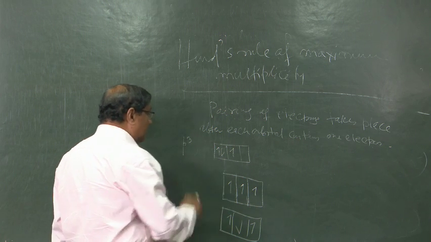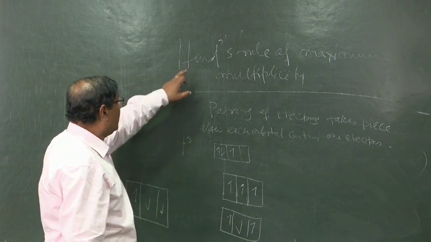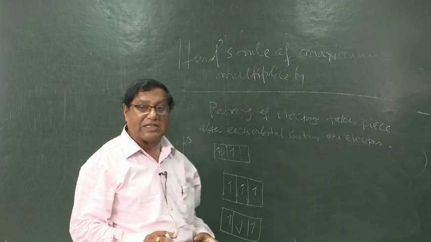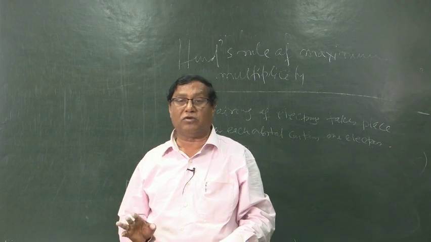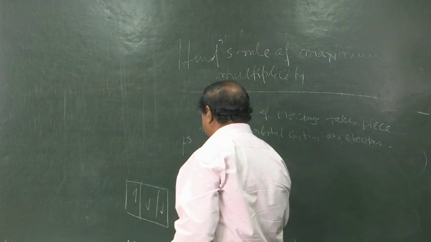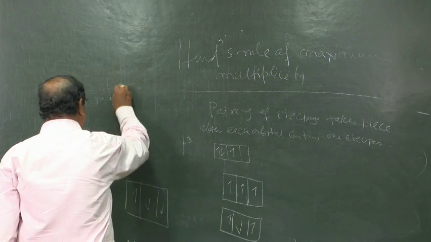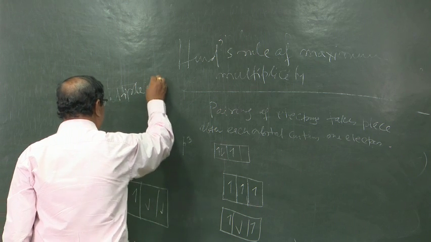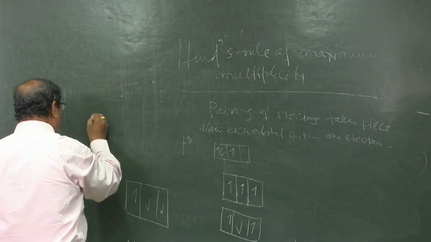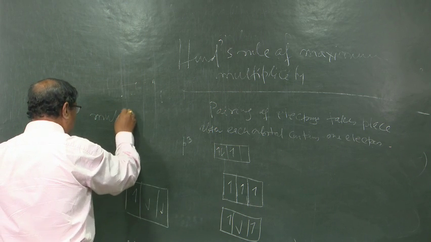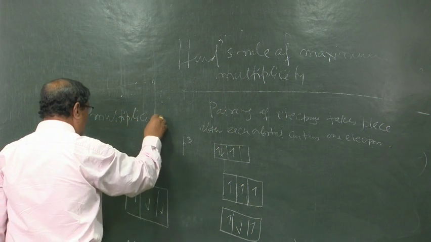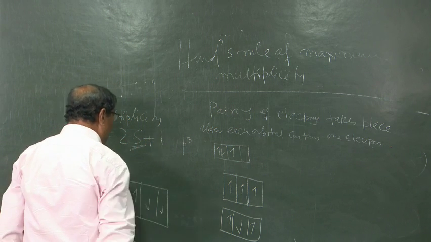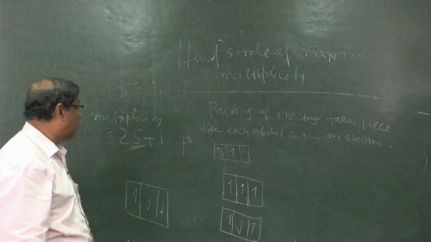But how to verify? It is called Hund's rule of maximum multiplicity. If the system has maximum multiplicity, it becomes a more stable state. So what is the multiplicity? Multiplicity is equal to 2S plus 1, where S is the total spin.